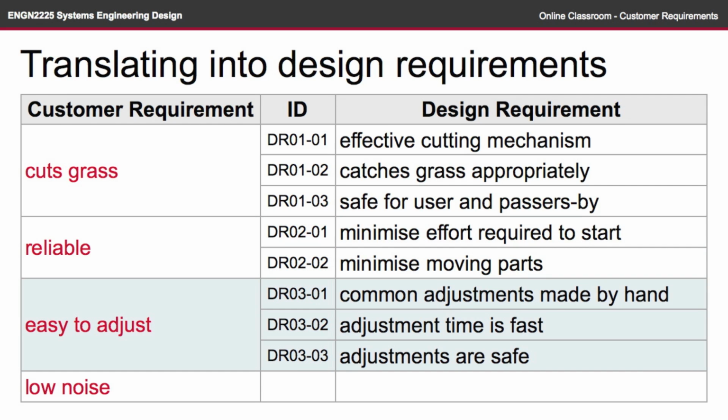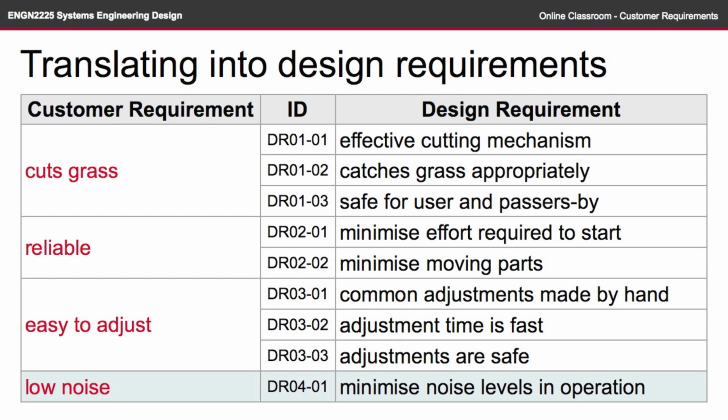The third customer requirement, easy to adjust. So again, 3 requirements here. First one, that common adjustments need to be made by hand. So that might be adjusting the handle or perhaps some of the driving mechanisms. Second is that adjustment time is fast. So that's part of easy. It needs to be fast as well. And the other part of easy is that it's safe. We don't want to be putting our customer into danger when they're adjusting something.